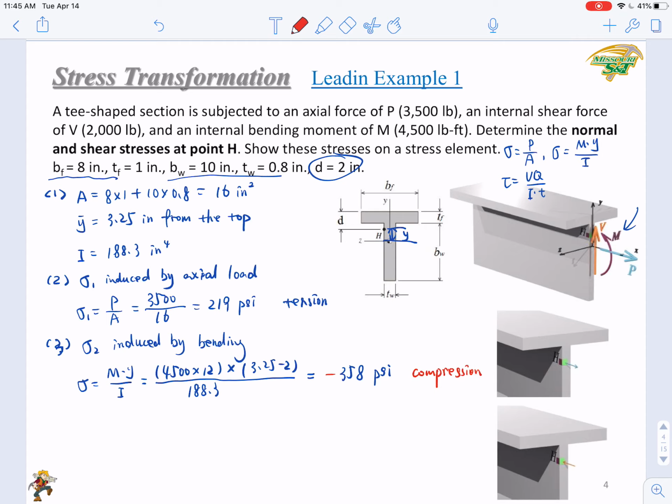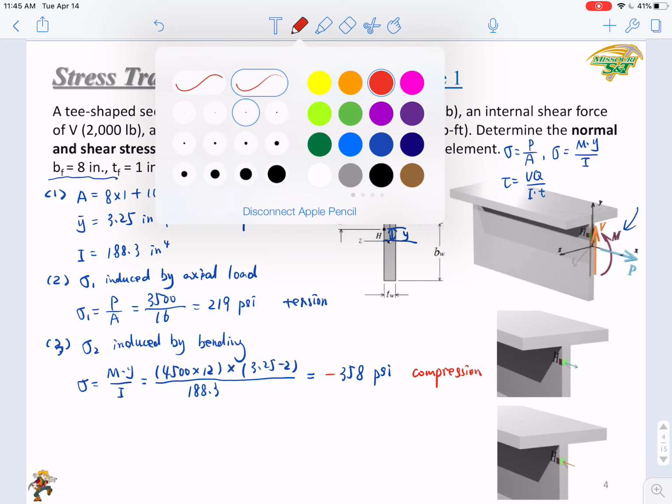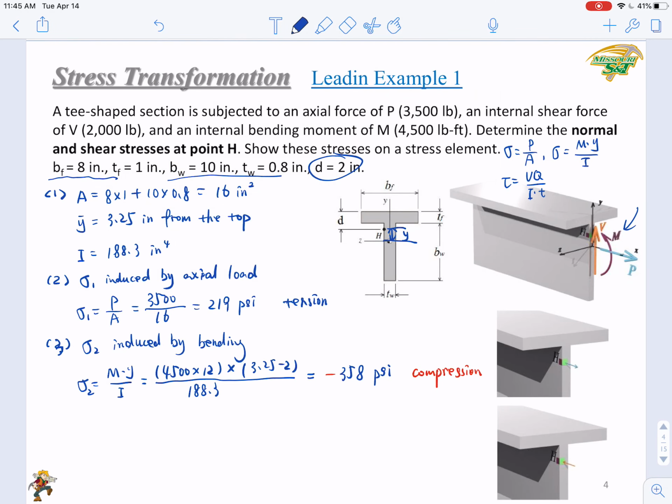Right? So what is the overall normal stress at the point H? The overall normal stress at the point H can be calculated from sigma 1 plus sigma 2. Right, that is actually 219 minus 358. So you get a negative 139 psi. This is the overall normal stress at the point H.